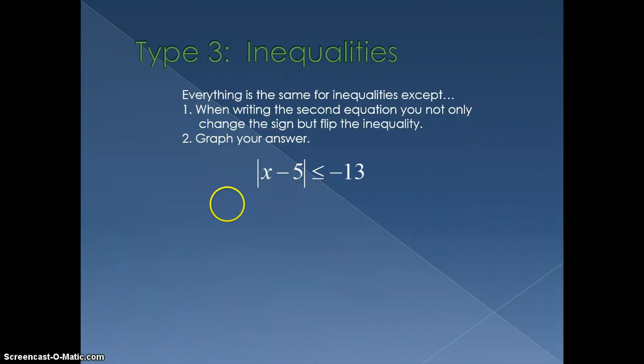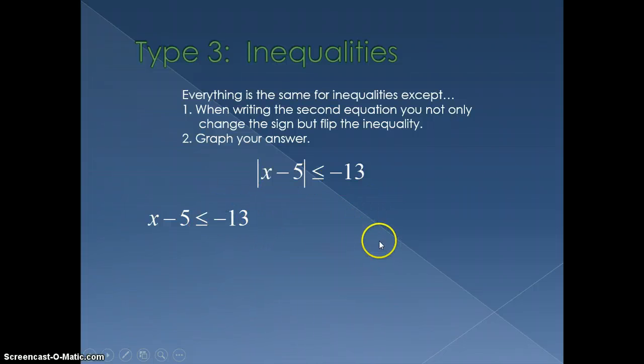We have the problem. The absolute value of x minus 5 is less than or equal to -13. Okay? My absolute value is already isolated, so I can write my two equations. I'm going to write the first one as is, minus the absolute value symbol. So x minus 5 less than or equal to -13. And I also threw in a starting negative constant just so you can see that I just changed the sign.